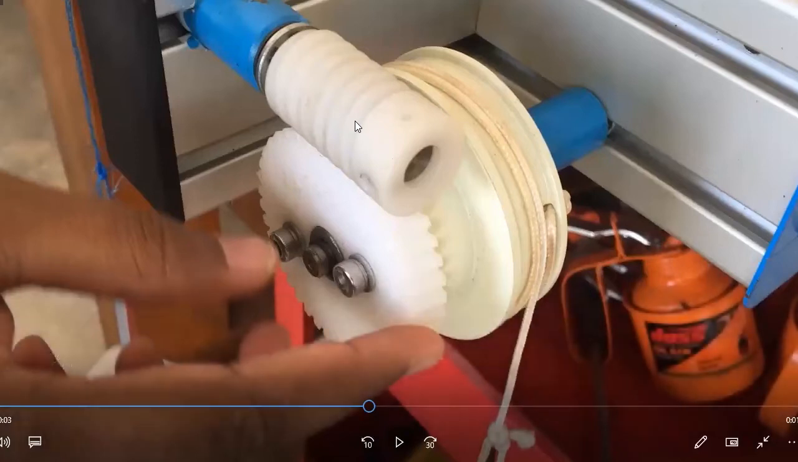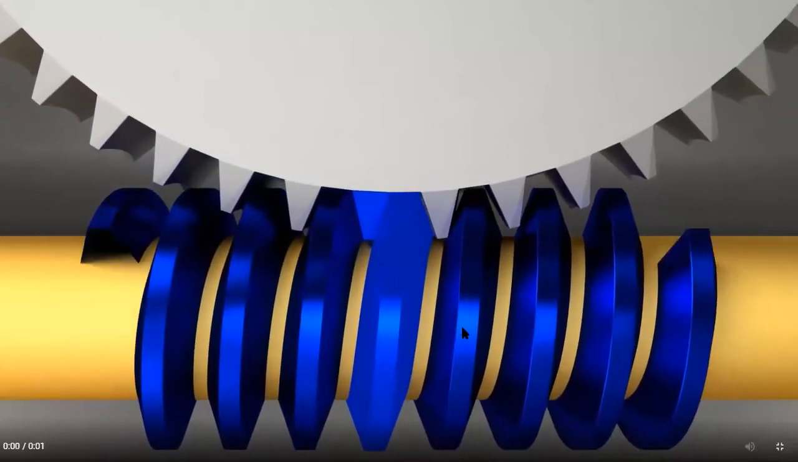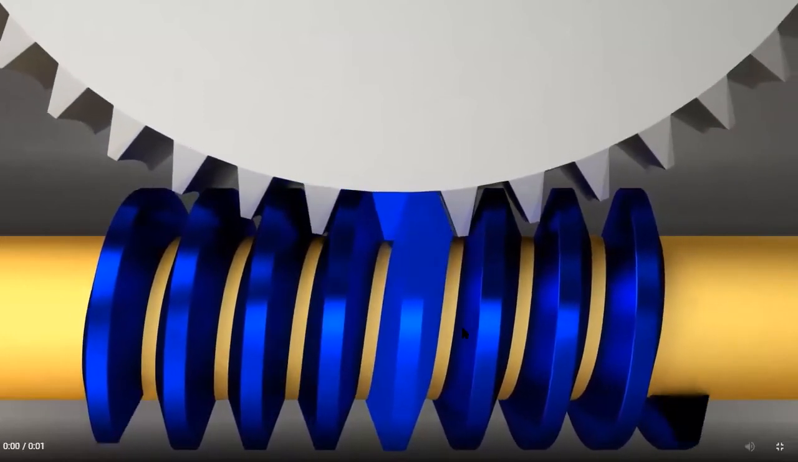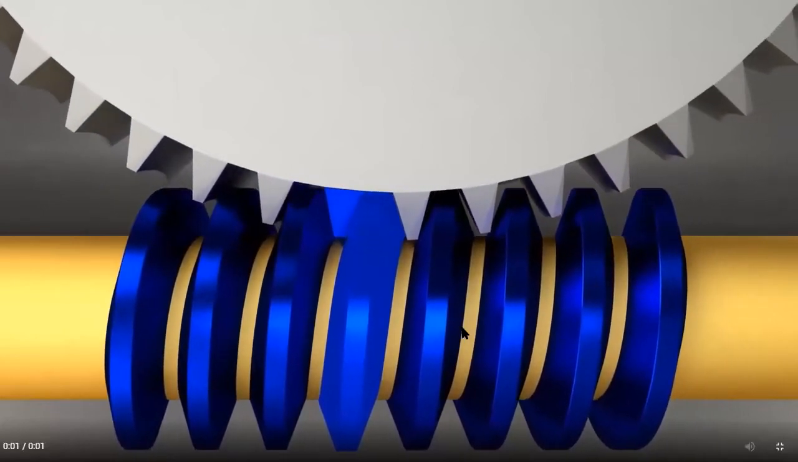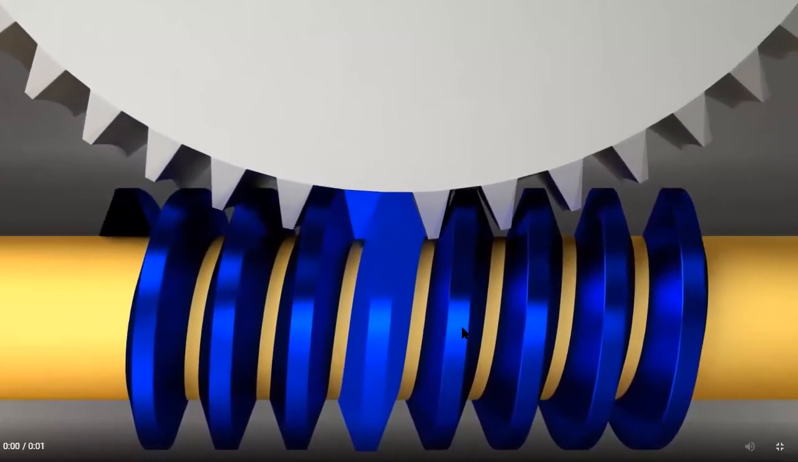Okay, what do you mean by one start? When you put the one start, only one wheel tooth is in contact. One start worm and wheel means that at a time only one tooth is engaged with the wheel. That's why it's a one start worm.